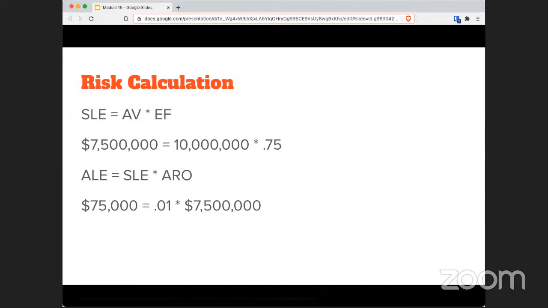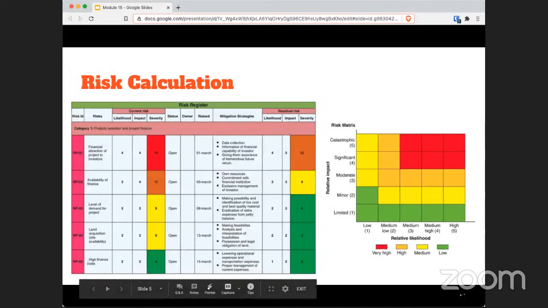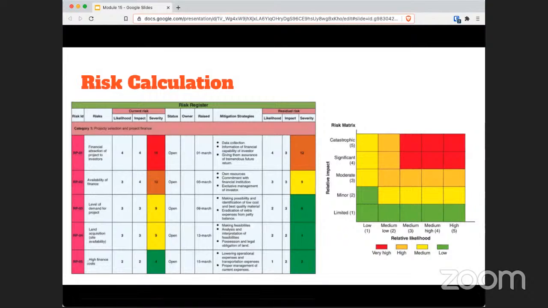So being able to use those terms, the mean time between failure, the mean time to recovery, the failure in time, the annualized rate of occurrence, the single loss expectancy, and being able to show these calculations will make you effective in bringing your point of reducing the technical risk to a company. Another way that you can represent risk is using things like these risk registers, matrices, and so on.